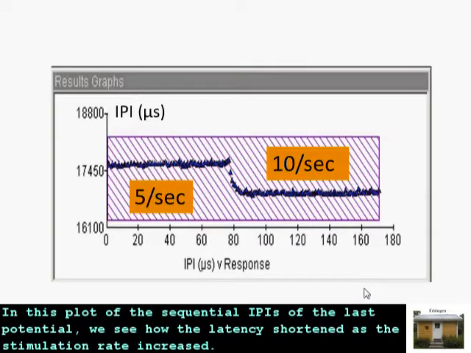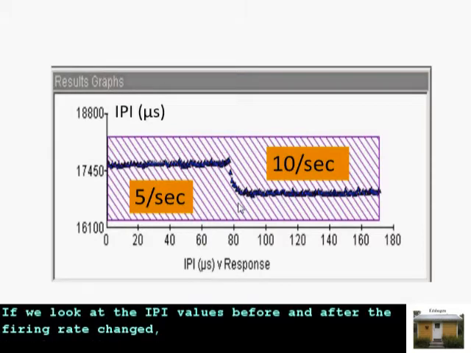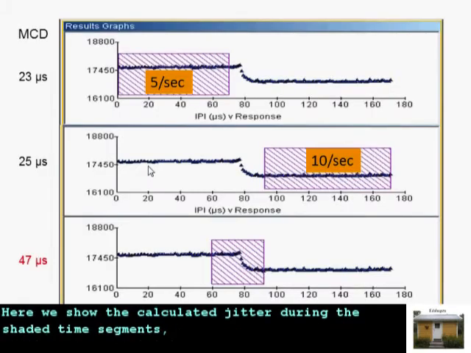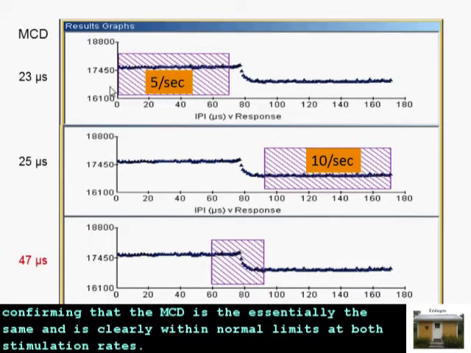In this plot of the sequential IPIs of the last potential, we see how the latency shortened as the stimulation rate increased. If we look at the IPI values before and after the firing rate changed, we see that the distribution of interval values is equally tight in both periods, indicating that the jitter is the same at both firing rates. Here we show the calculated jitter during the shaded time segments, confirming that the MCD is essentially the same and is clearly within normal limits at both stimulation rates.